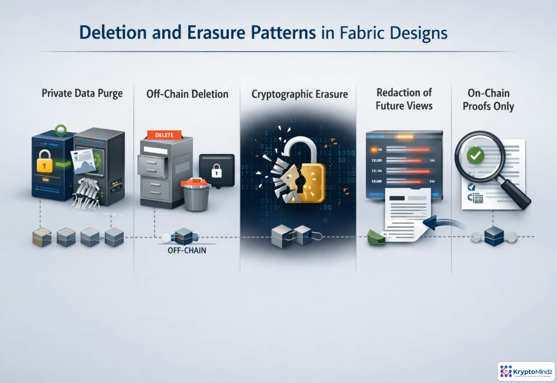In Fabric, deletion is usually a design decision made before data is written. Immutable ledger entries are not rewritten. Instead, you decide where sensitive data lives and how it can be made unavailable. Private data can be purged while hashes remain. Off-chain records can follow retention rules. Encrypted archives can be erased by destroying keys. Future views can suppress or correct exposed values. The strongest pattern is often to store only proofs on-chain and keep regulated content elsewhere under clear governance.